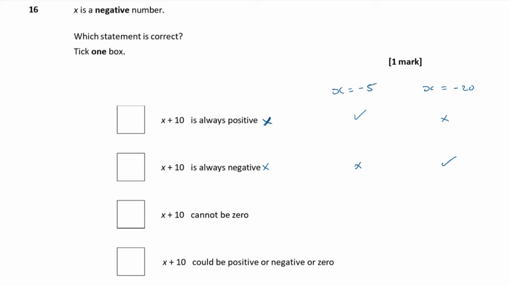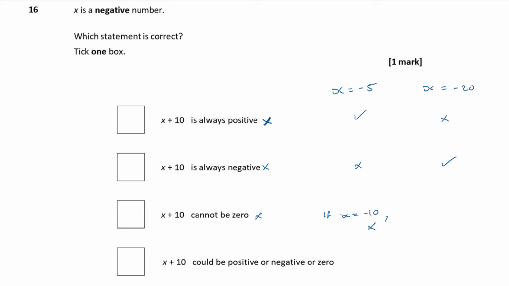x plus 10 cannot be 0. Well, it could be, couldn't it? Because if x equals minus 10 and I added 10 to it, then I'm going to get 0. So that's also not true. It could be 0 for that one particular case. x plus 10 could be positive or negative or 0.